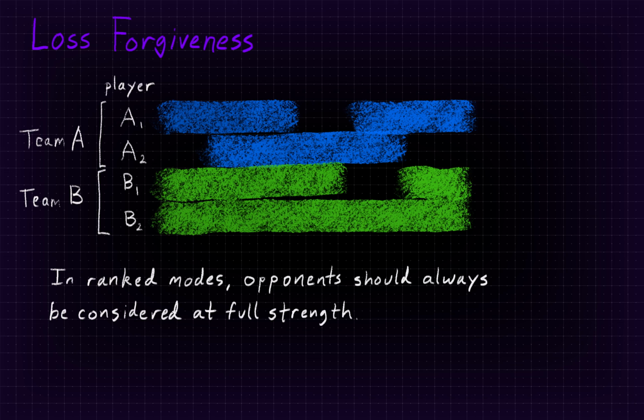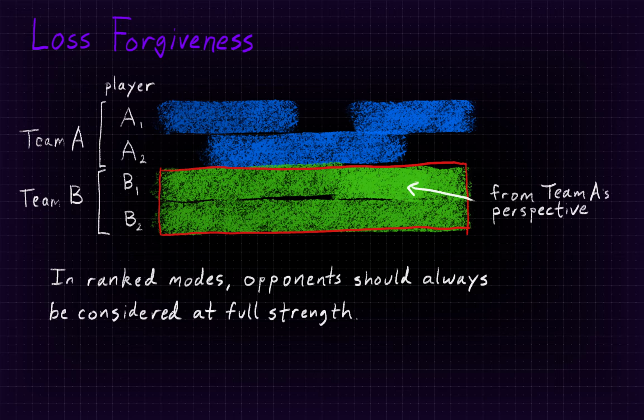And one last side note, when it comes to ranked play, we can adjust your ratings appropriately if your teammates leave early, but we still don't want the other team to be able to sabotage your rating update by rage quitting themselves. So even if one player on the other team drops out, we evaluate their skill from your team's perspective as though they were always at full strength.